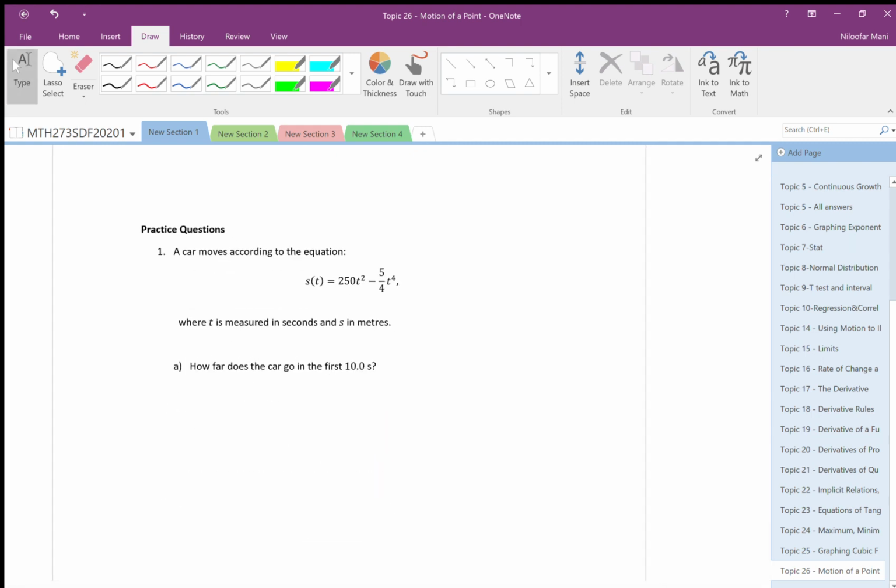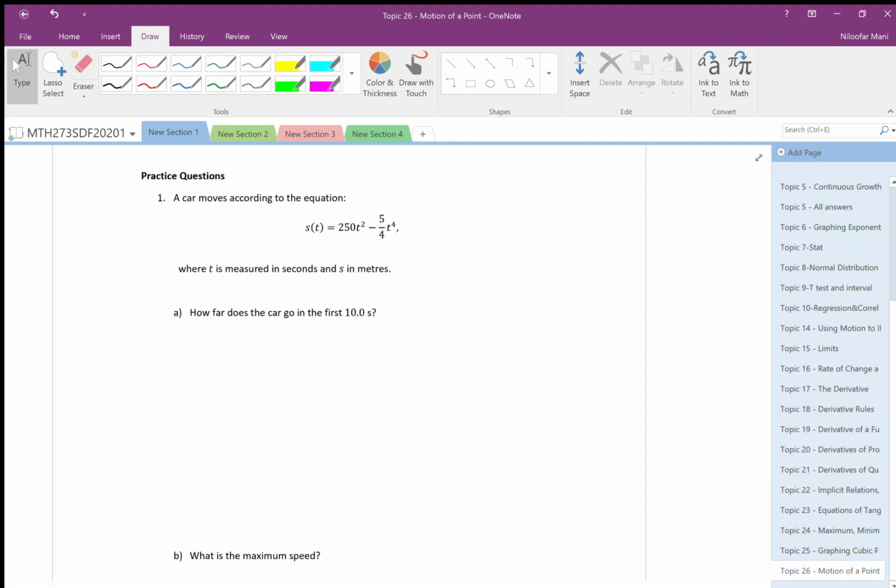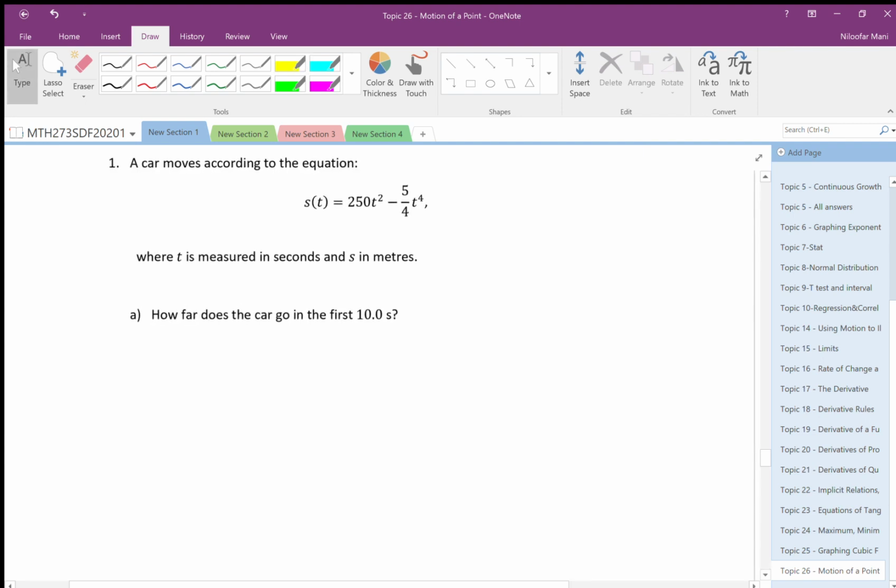What else? Okay, so practice questions. A car moves according to the equation. Okay, so a car is moving according to the equation here, which is this one. Yes, this is the equation, so maybe I can zoom. That's here. So how far does the car go in the first 10 seconds?